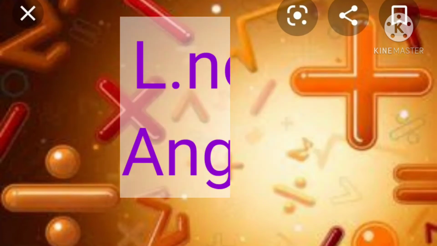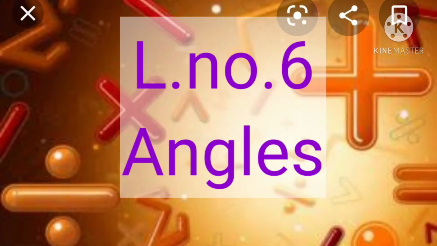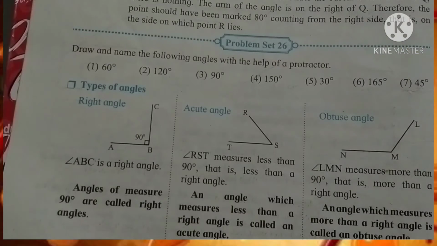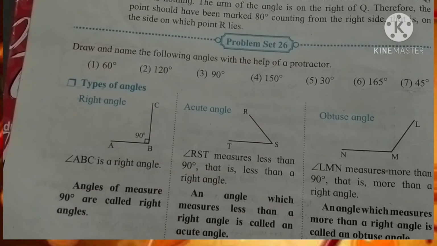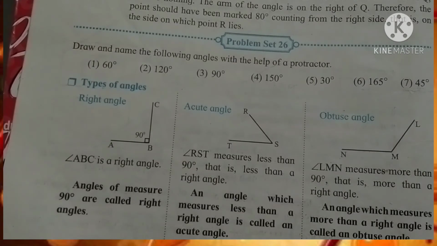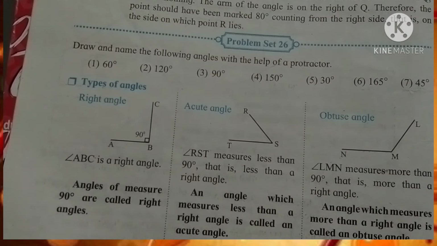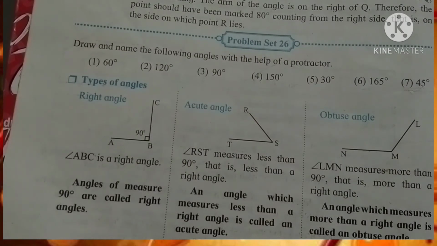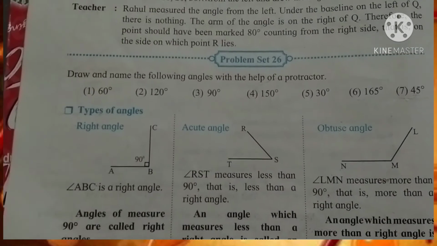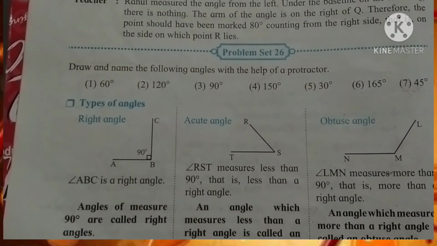Today we are going to see the next part of lesson number 6, that is angles. In the last period we studied how to draw an angle with the help of a protractor. By using the protractor, how to draw an angle with a given measurement, that we studied in the last period. So that is about problem set 26.